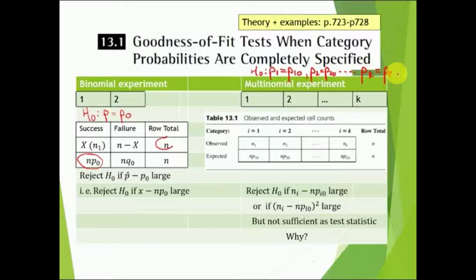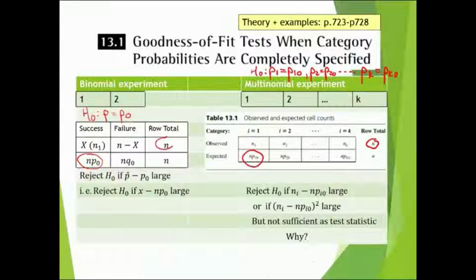So the expected number in our first category will be the total number of trials times the probability specified for the first category. So that's n times p10 or n times p20. Like you have the expected value for a binomial under the null hypothesis in p0.